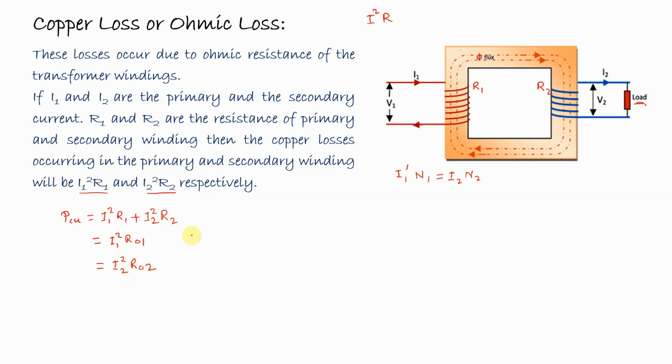You can remember that during the equivalent circuit we have calculated R01, which is called the equivalent resistance of the transformer referred to primary, which is represented by R1 plus (N1 upon N2) whole square into R2. Similarly, R02 is considered as the equivalent resistance of the transformer referred to secondary, and it can be represented as R2 plus (N2 by N1) whole square into R1.